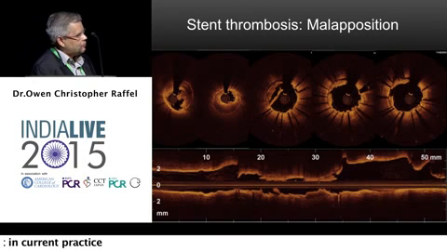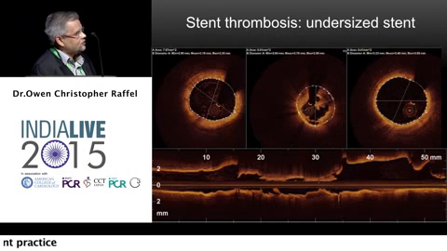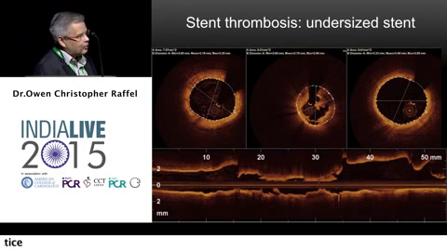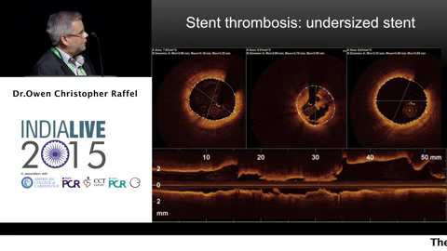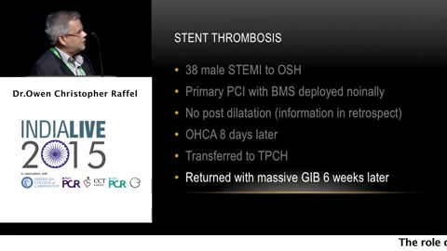In addition, you get the impression, looking at the distal and proximal reference segments, that the stent might also be too small. And measuring it, you can clearly see it's a combination of an undersized stent with malapposition. As Vijay said, malapposition alone is rarely causing stent thrombosis. We did a POBA, and he returned with a massive GI bleed 6 weeks later, and so we were very fortunate that we didn't put another stent in.